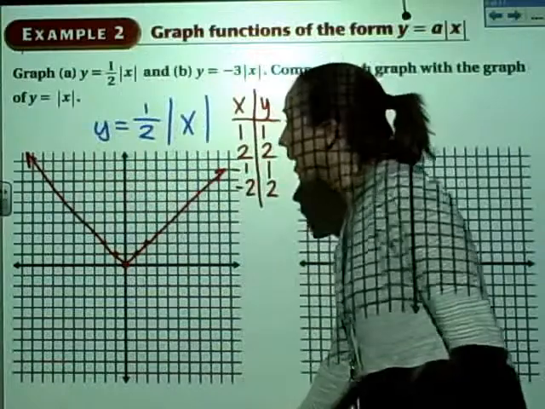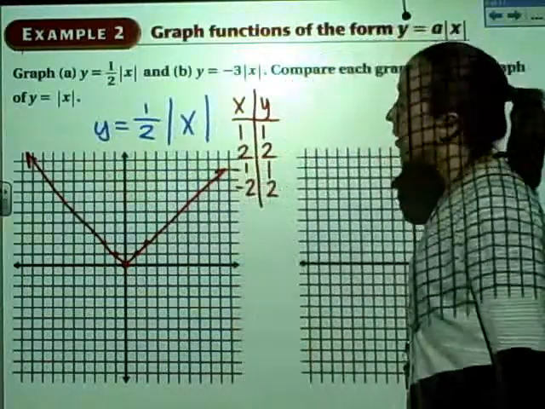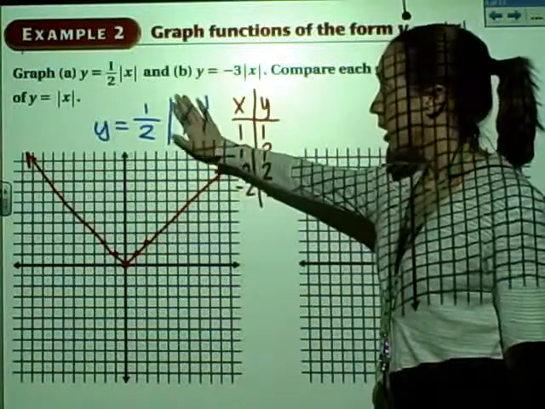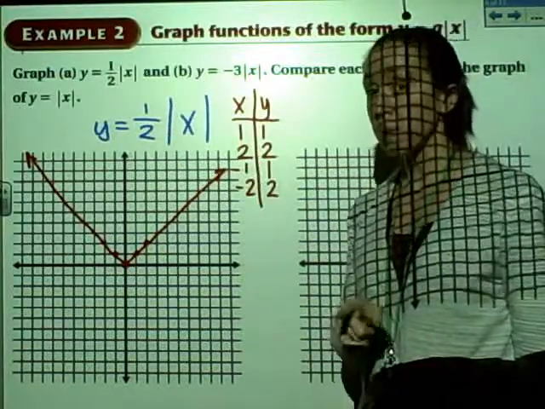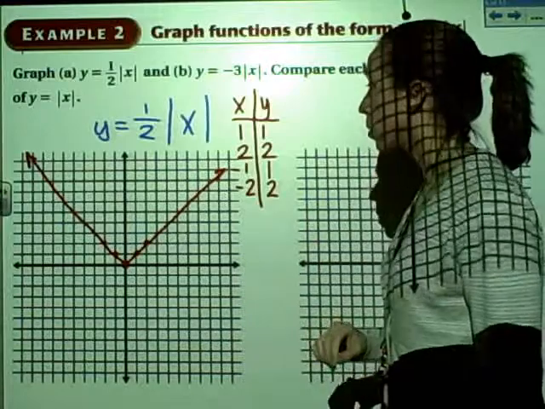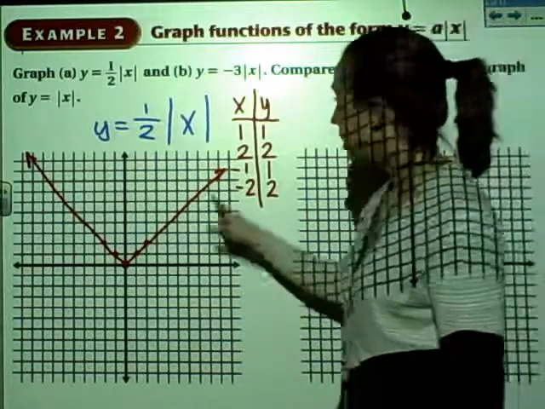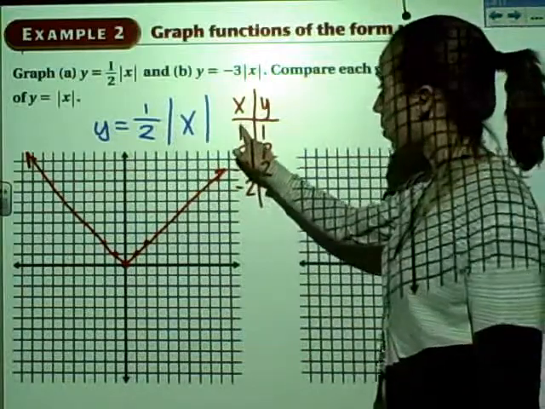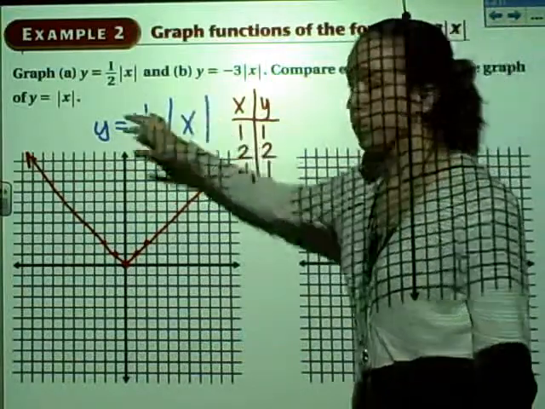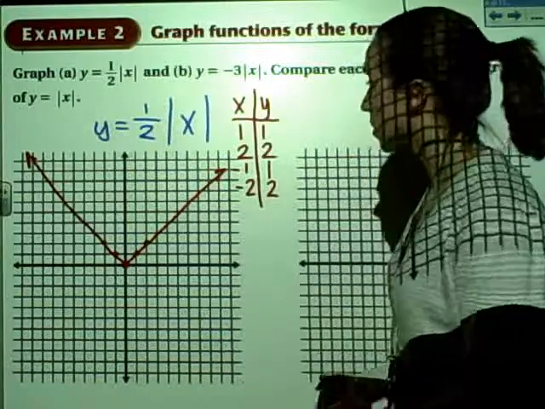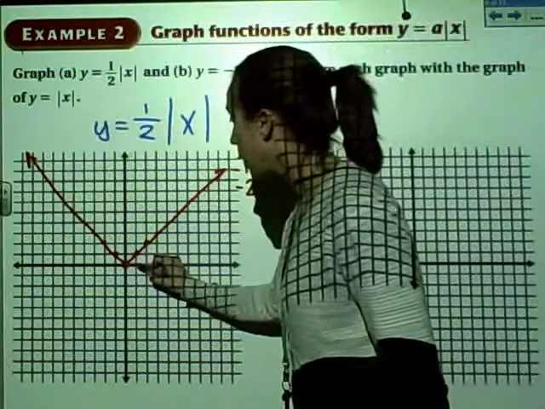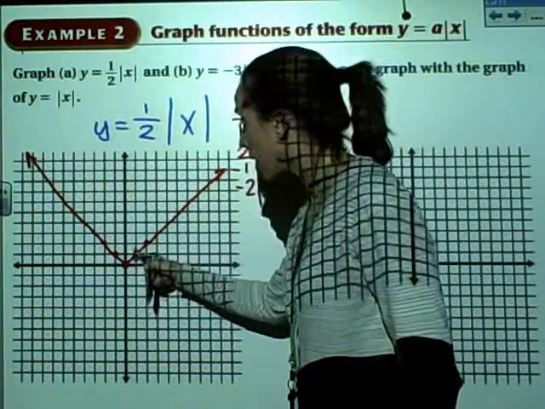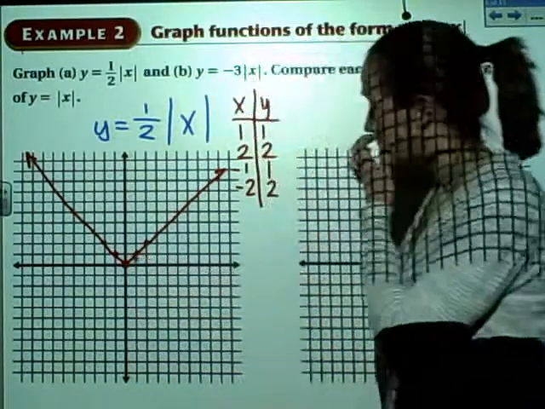Okay, now let's look at this new function. This new function wants me to take all of my parent values and multiply them by 1/2, which remember is the same as dividing by 2. So let's say I put a 1 in there for x. They want me to go absolute value of 1 times 1/2, which is just 1/2. So that's my first point, 1, 1/2. So we have to estimate. We'll go halfway between 0 and 1 on the y-axis.